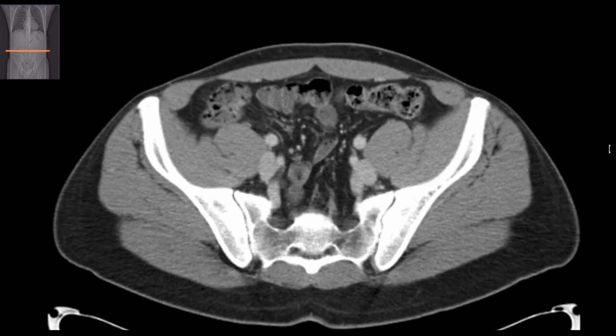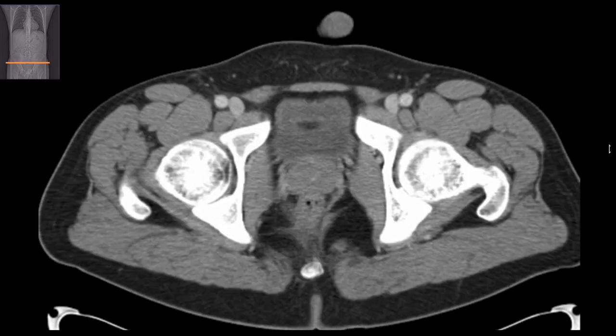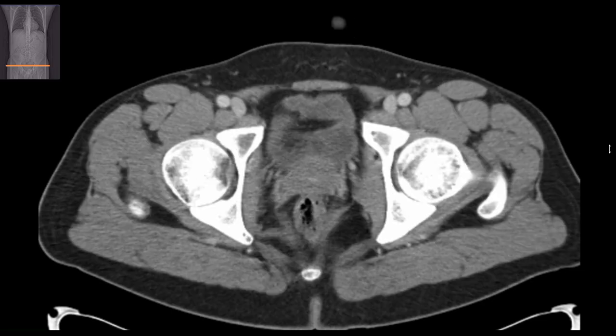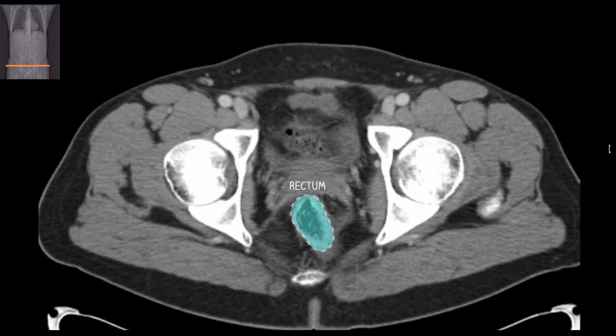Now, as we enter the pelvis, one of the first things you'll notice is the urinary bladder. It usually appears as a round or oval, dark structure in the middle, especially when it's filled with urine. Just beneath the bladder is the prostate gland. And a bit further back, you'll see the rectum. It's a hollow structure that sits just behind both the bladder and prostate.